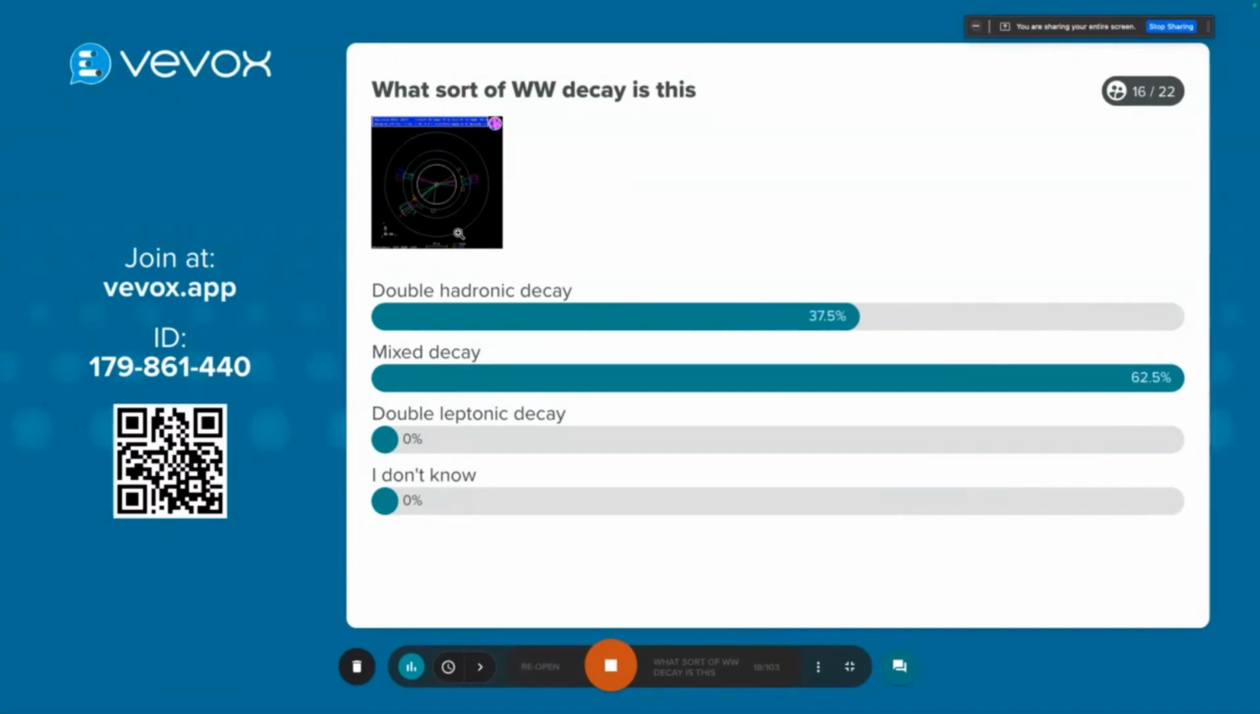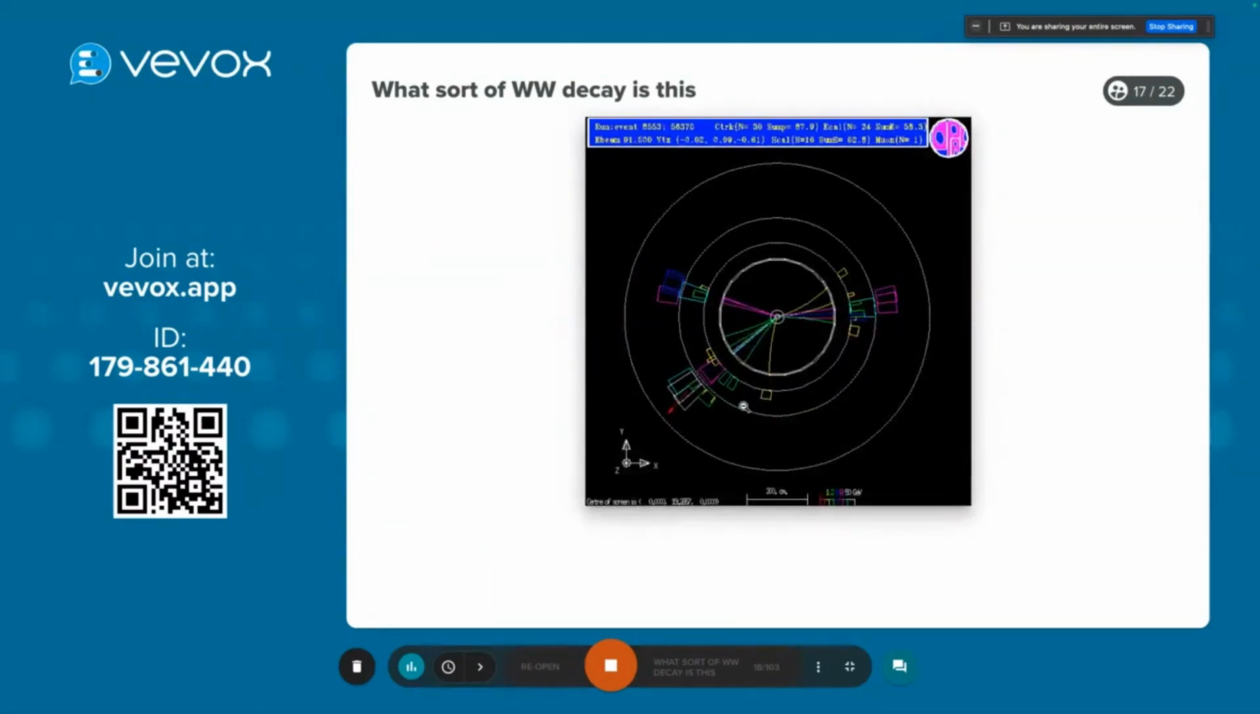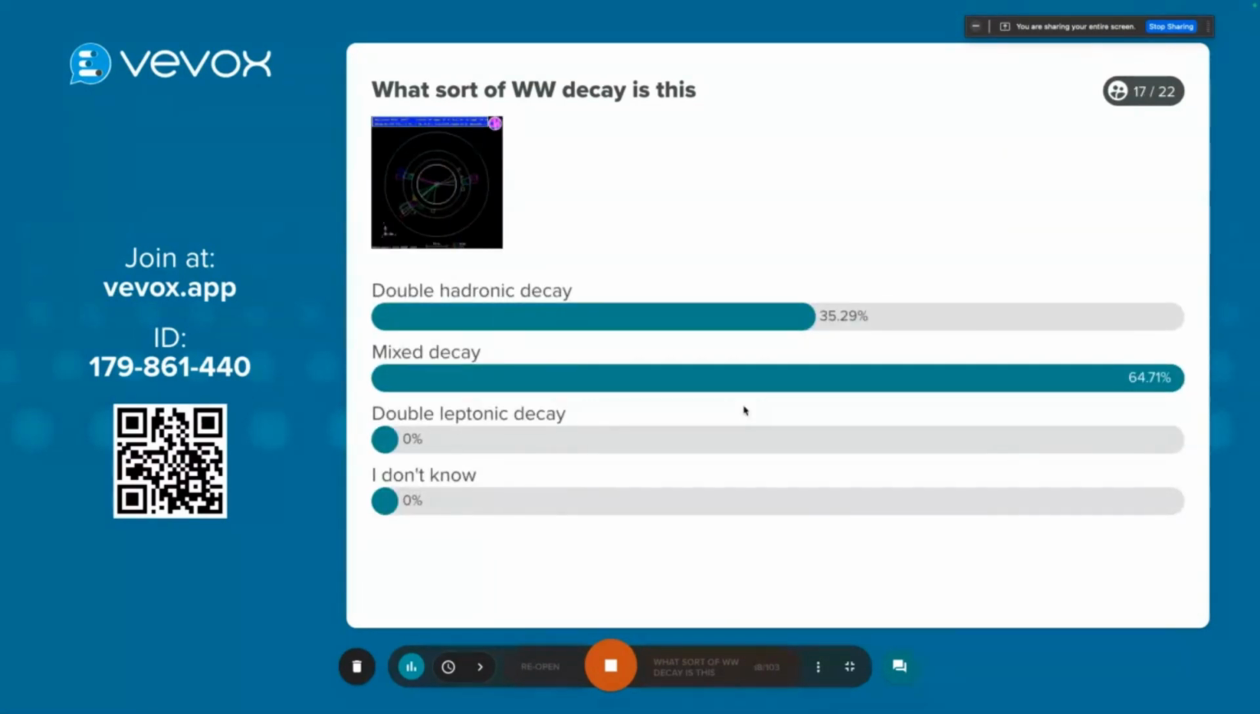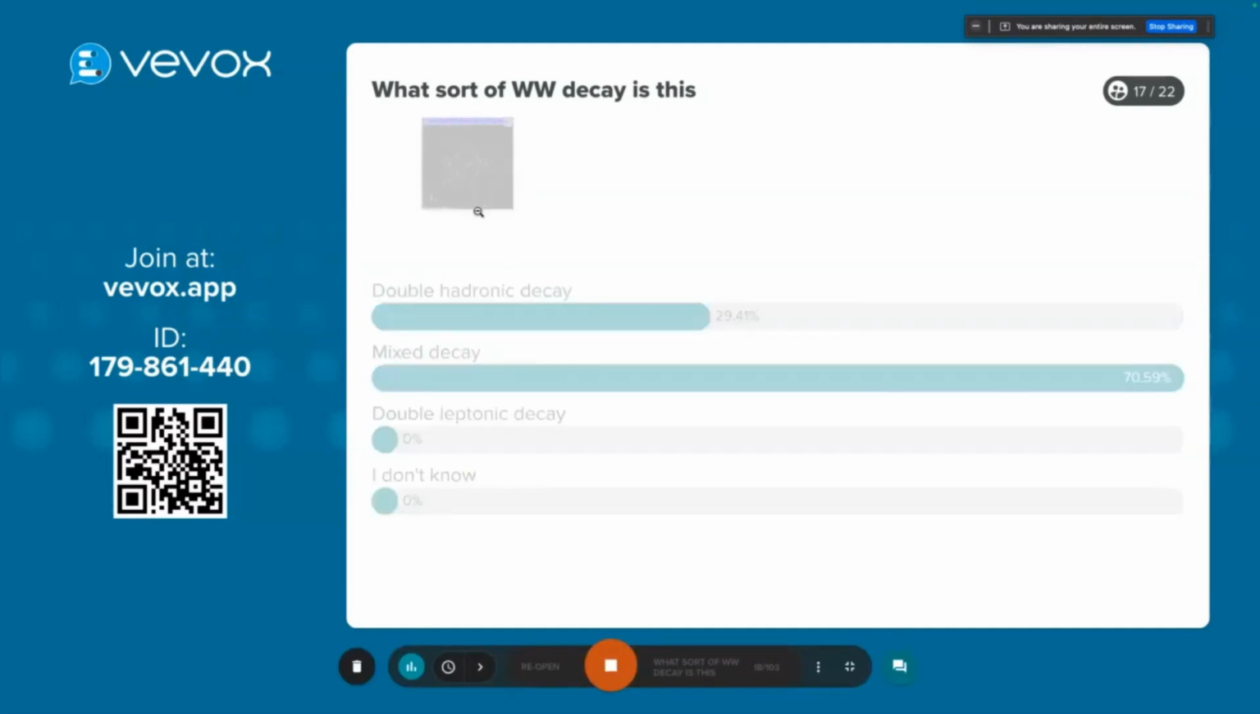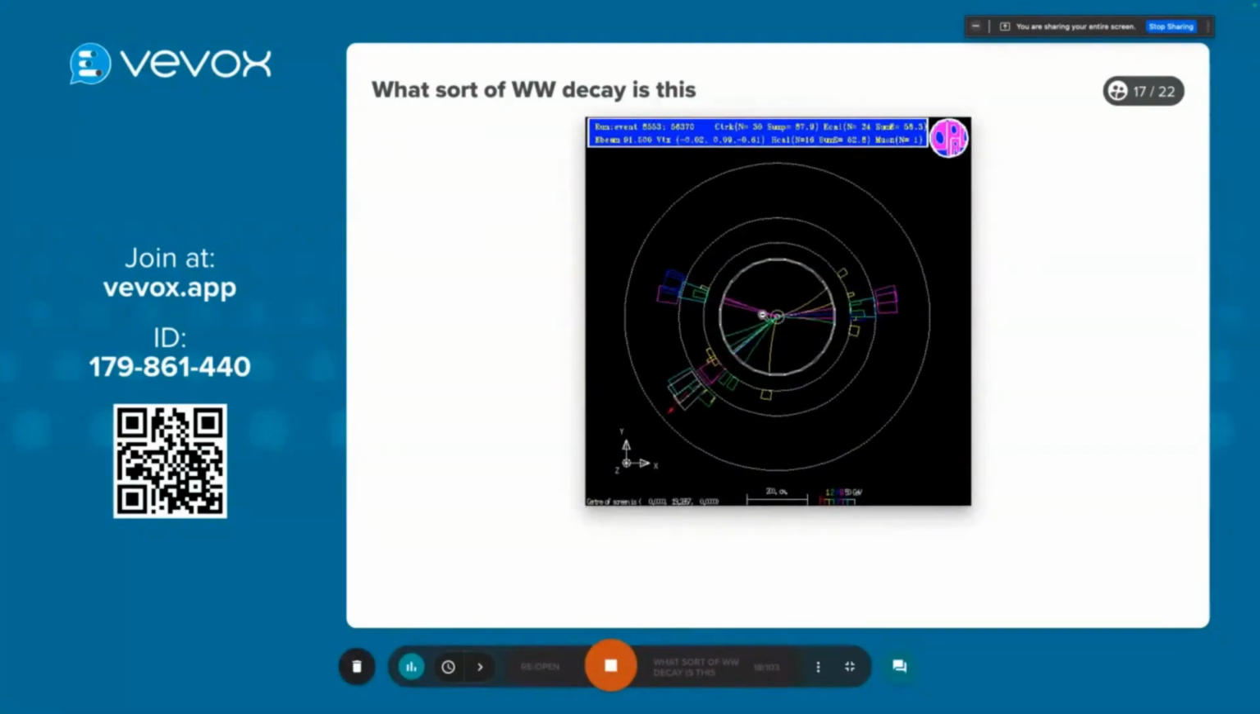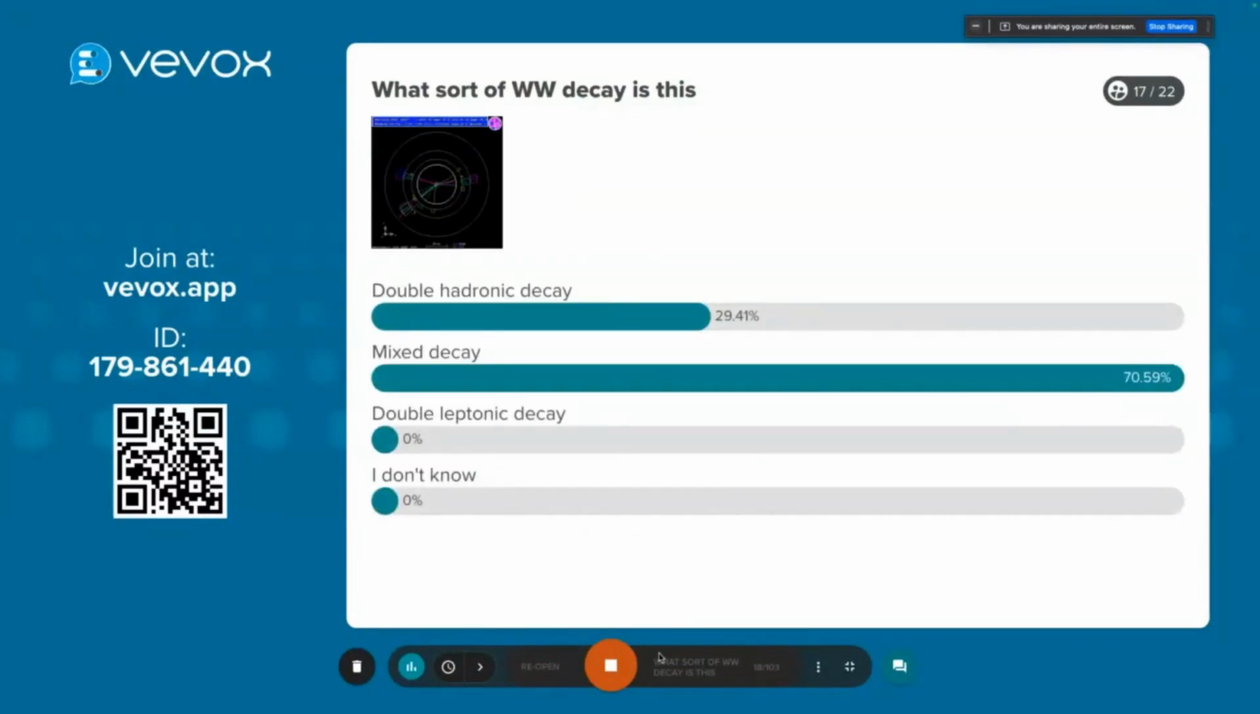Oh, it's tight between double hadronic and mixed, but I'm actually going to agree with the mixed crowd. I think it's the mixed event as well, because this thing has 3 tracks. So it looks like 3 hadrons. So it could well have come from a single tau, and generally the event is more 3-pronged than 4-pronged.